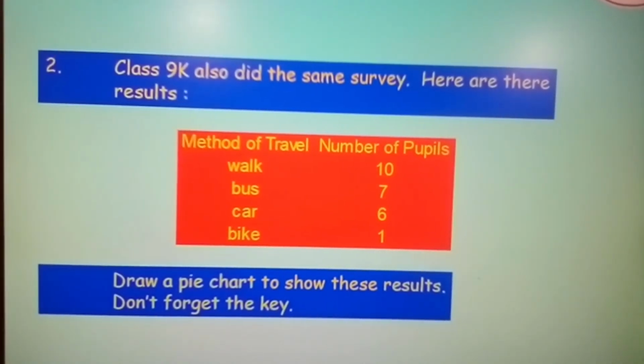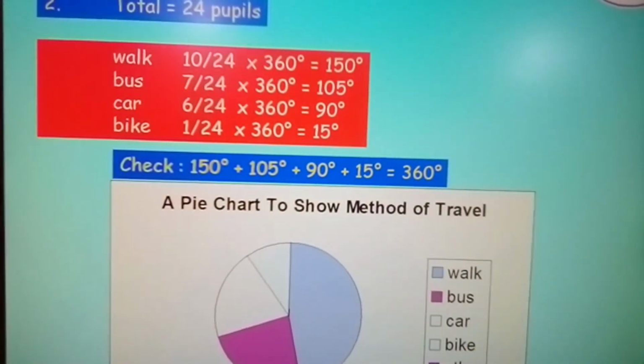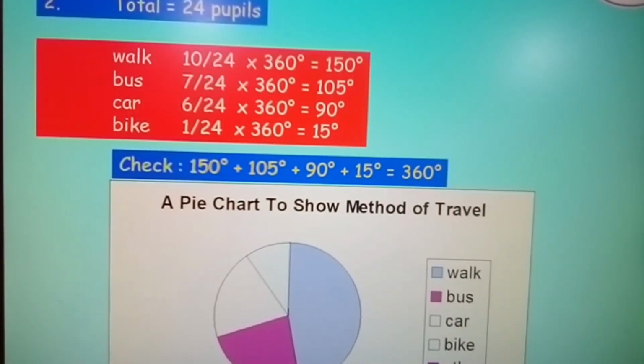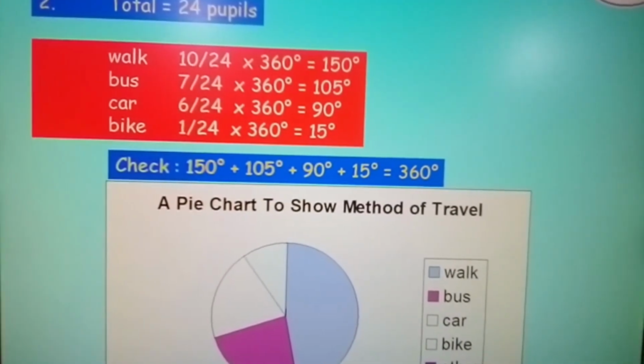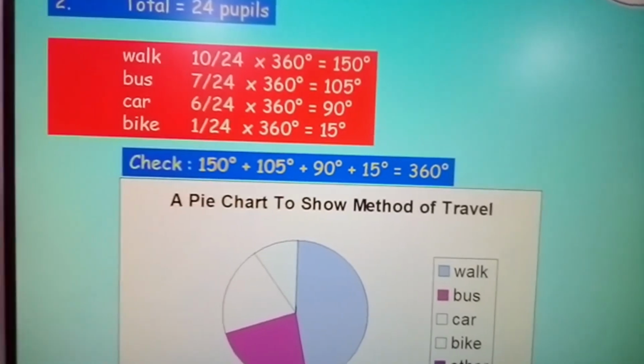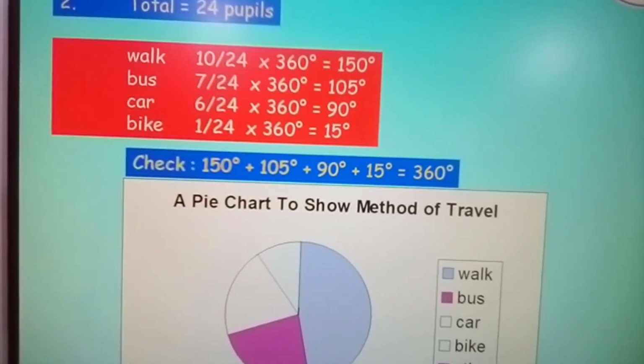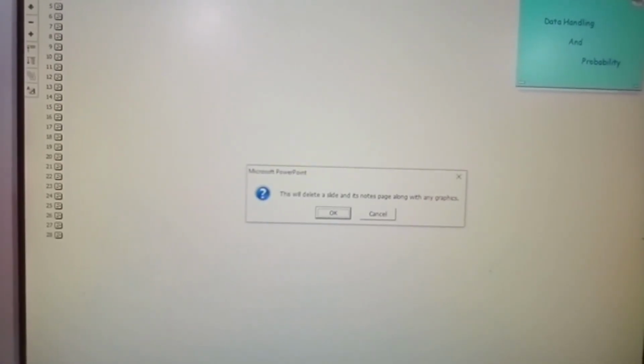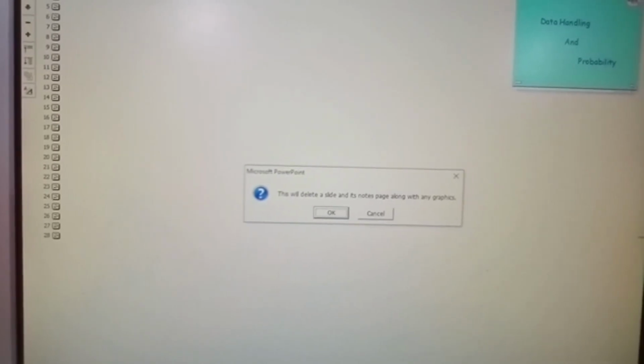Okay, but so let's move on a little bit more. Total equal 24 pupils, etc. And you can see that we have a pie chart here. Let me just go back a little bit.